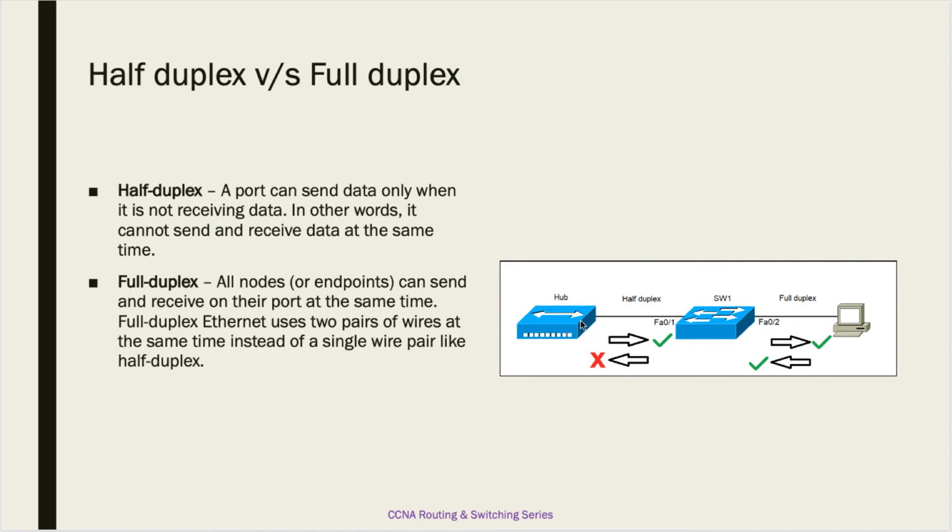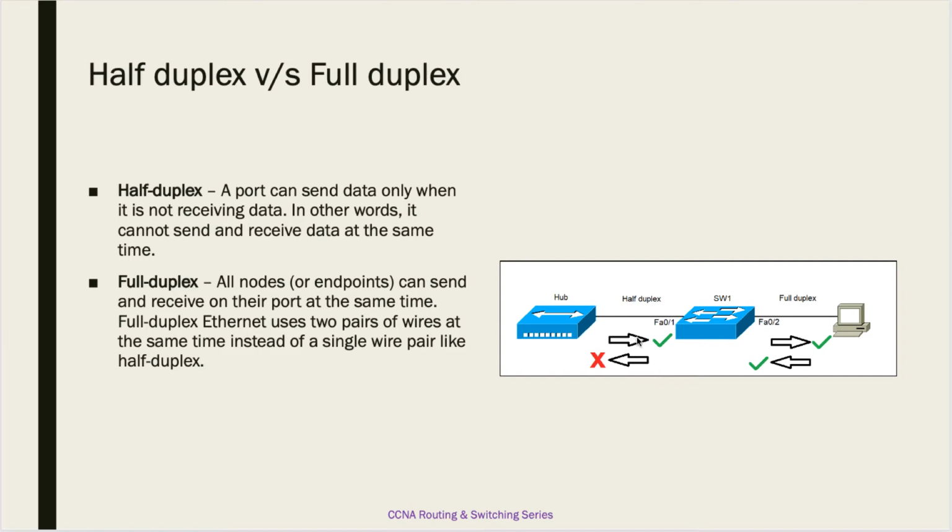That means, let's say there is a device connected behind this hub that is trying to send some data, and at the same time this switch, this PC, wants to send data to a PC which is behind this hub. If the PC behind the hub is sending data and at the same time somebody is trying to send data, that is not possible, because it's half duplex.